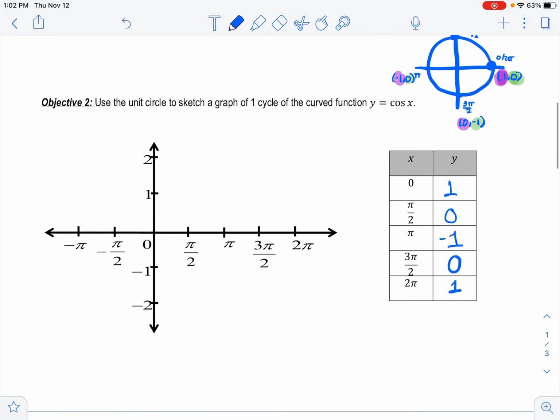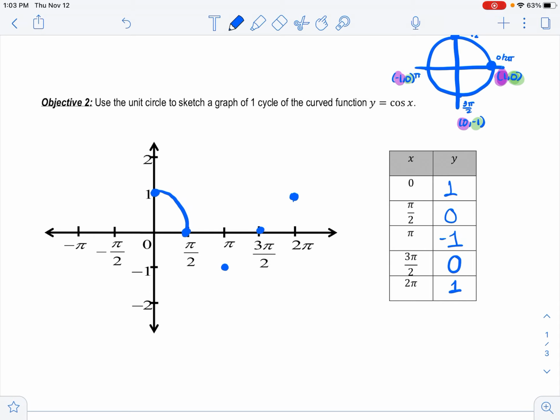And now I'm going to graph these points right here. So I have the point 0, 1, pi over 2, 0, pi, -1, 3 pi over 2, 0, 2 pi, 1. Okay, so if you were connecting these with a straight line, notice this would look like a V. But it's not a straight line. I need to move this one down a little bit. Swoop. There we go. But I am not connecting the straight line. I'm connecting it with a curve.